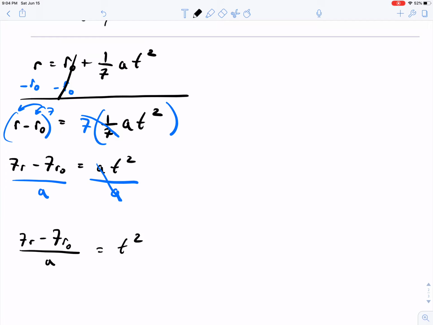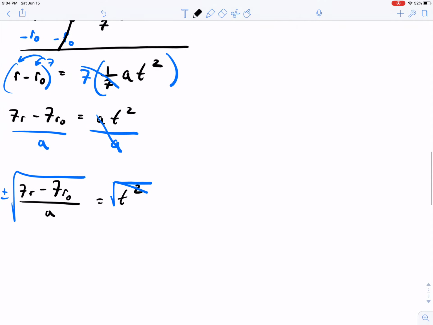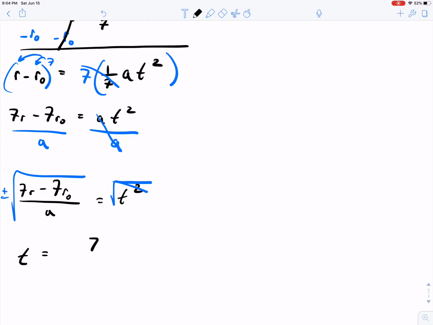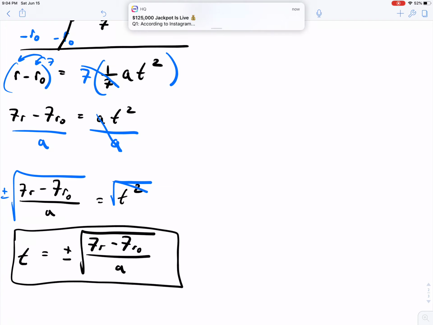If we're trying to isolate the t, we square root both sides, and whenever we do square root, we do plus or minus. We're going to be sure to include the plus or minus. So the final result ends up being t equals plus or minus the square root of 7r minus 7r naught divided by a. From here, we would work a few examples to get the form to match the text. There are several ways that we can write this properly.